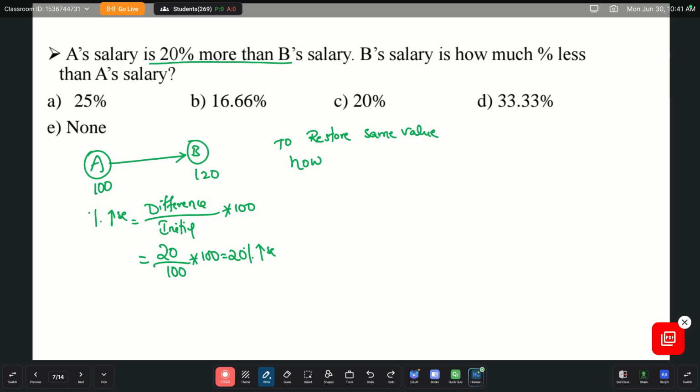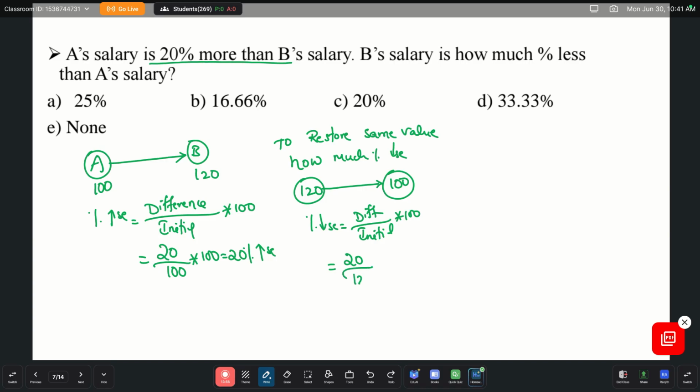How much percentage decrease? To restore the same value, how much percentage do we need to decrease? That will be from 120 to 100. How much percentage do we need to decrease? It's nothing but percentage decrease. Again, the formula is the same: difference by initial into 100. Difference equals 20, initial value equals 120, into 100.